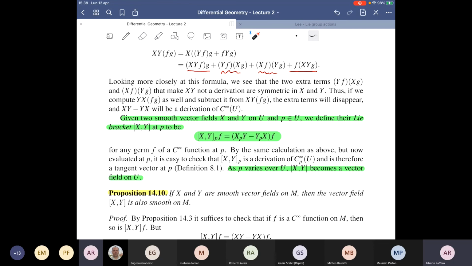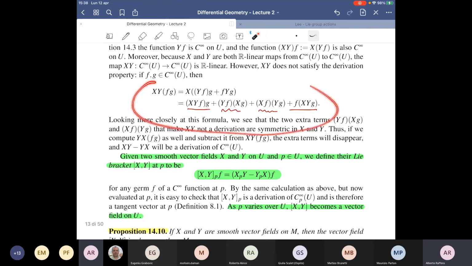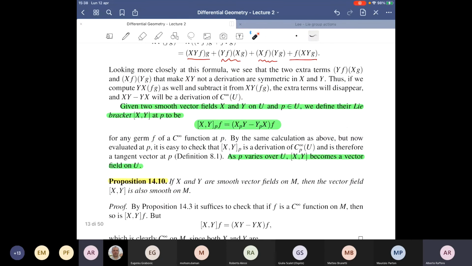And using the same calculation we did here with this new operation, you can show that this [X,Y](p), defined in this way, is a derivation on functions, on germs of functions defined around p. And thus, from what you saw last time, this is a tangent vector at the manifold. And in particular, since p is an arbitrary point belonging to the open set, if you make it vary, then you will end up with a vector field defined on U.